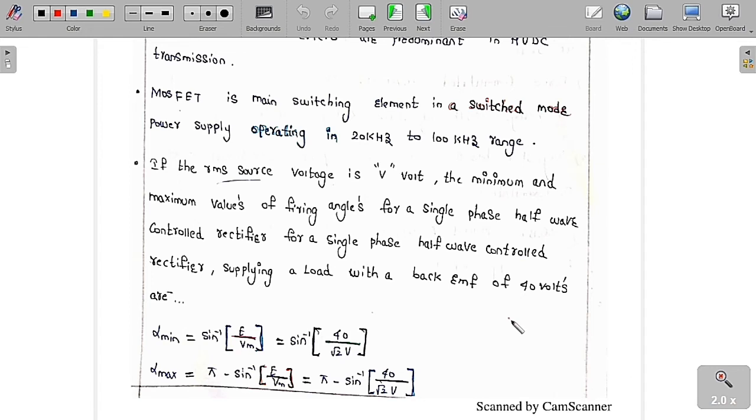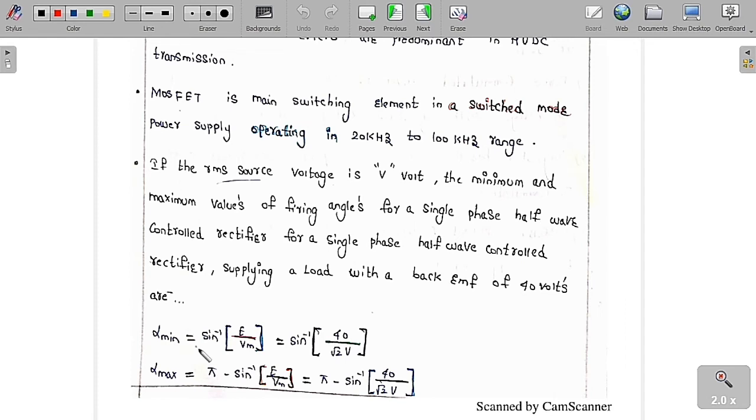So alpha minimum is nothing but it is equal to theta. Theta is given by E equal to Vm sin theta. Vm is equal to root 2 into V. So simply we can say that E is equal to root 2 V sin theta. So theta is equal to sin inverse of E by root 2 V. So this theta is equal to alpha minimum.